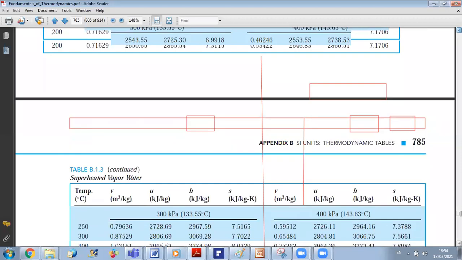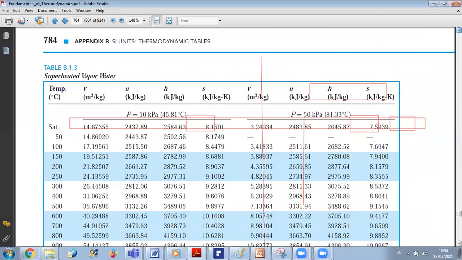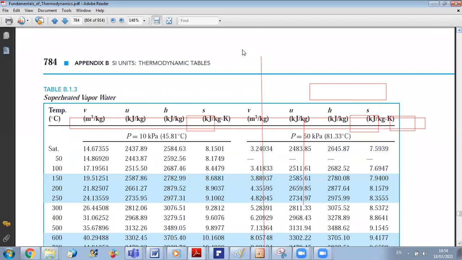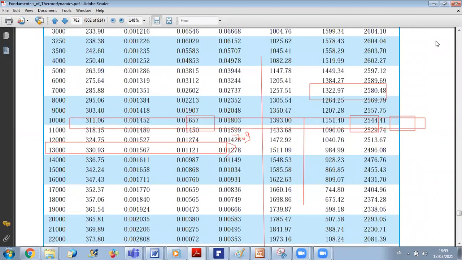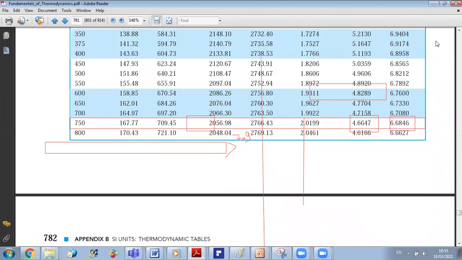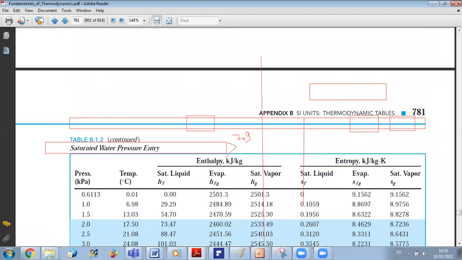So if you check the superheated table, if you go to 10 kilopascal, the saturated S is 8.15. 8.15 is larger than 7.9. So of course my point will not be in the superheated region. It will be in the saturated region. So now I will go to the saturated tables, and from them I will search for a pressure of 10 kilopascal.